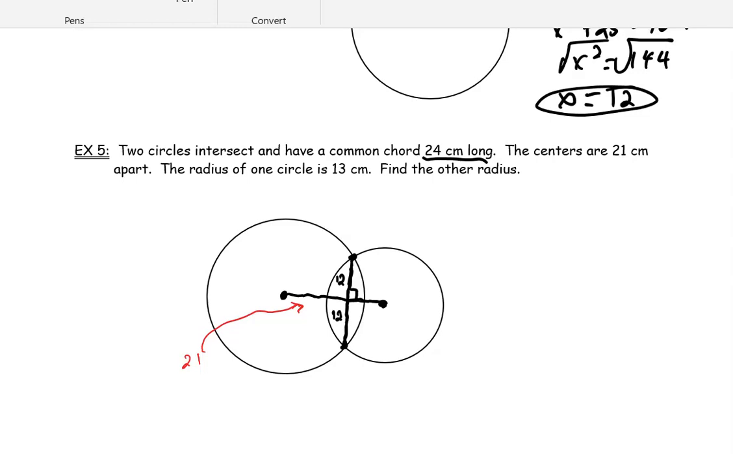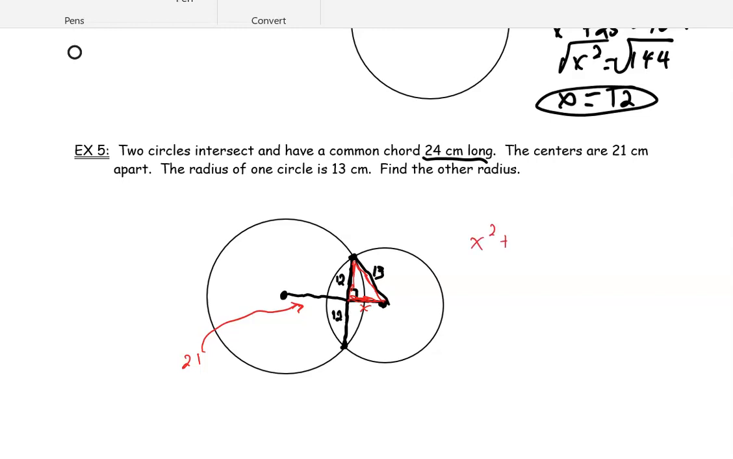So what I'm going to do is draw in a radius to one of the circles. I am going to use this one. And I would know that this must be 13. Similar to the last couple, we'll need to make some connections after we do this. But we have a right triangle now. So if we look from here to here to here, we have a right triangle. We can figure out what that length is right there.